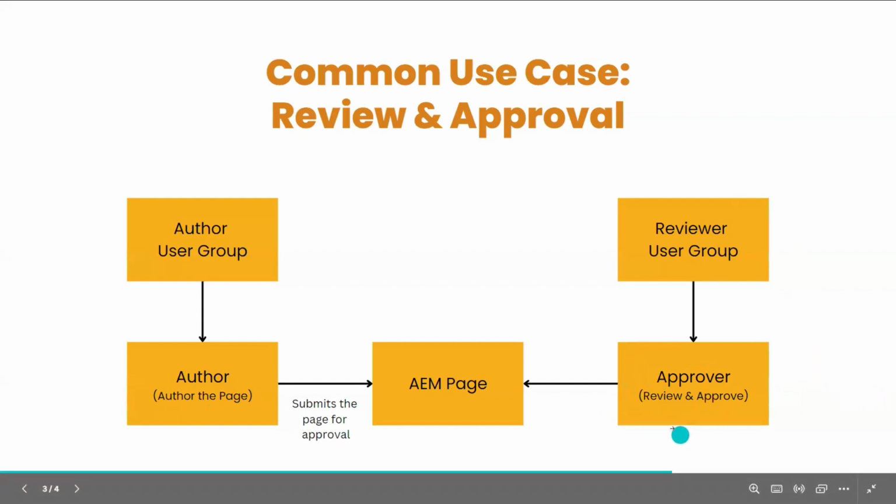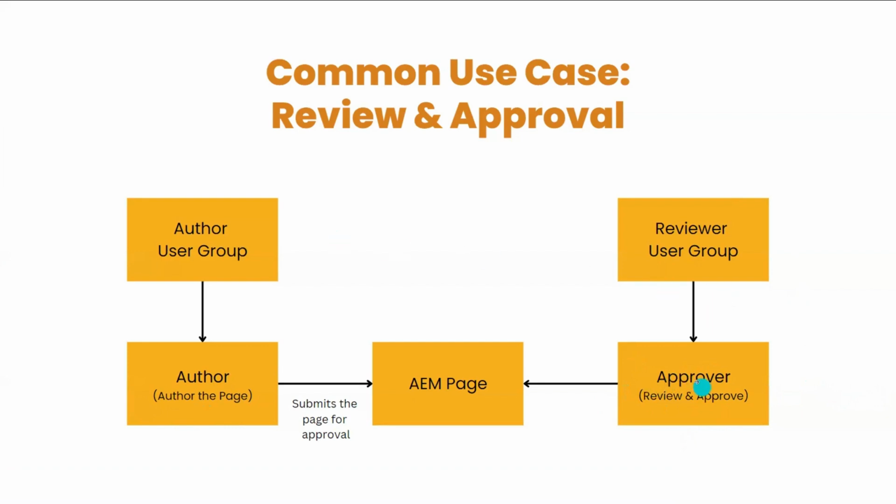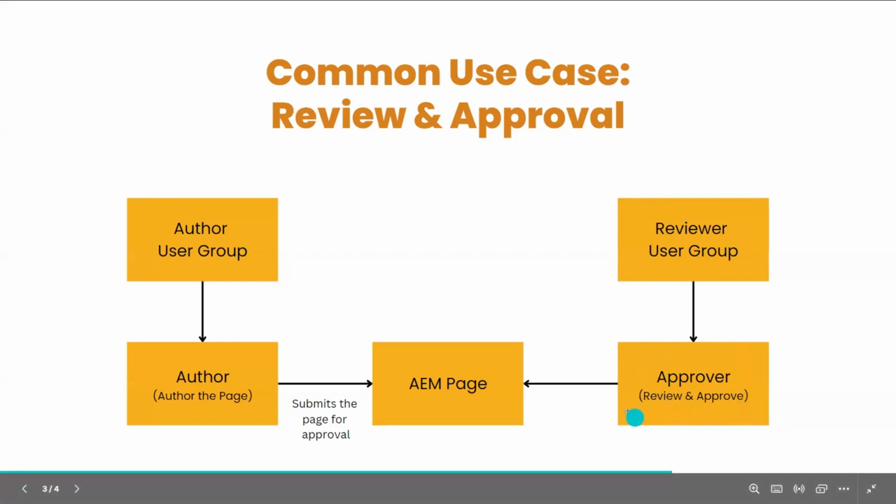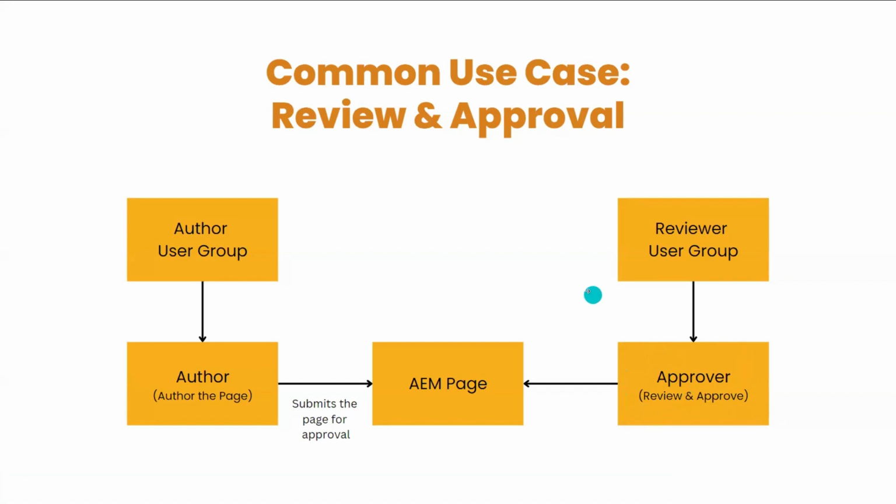To show how to do the custom workflow process, we have added one custom step wherein we have created one page property called last approved by on that particular page. Whenever the approver approves that page, that page property will get updated. That is the custom workflow step which we are going to show as well. So this is the use case.